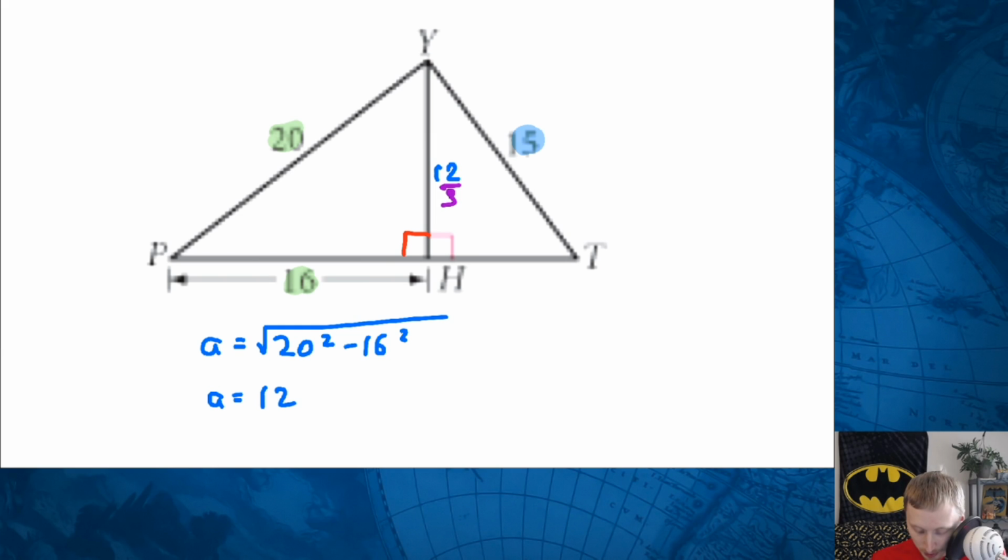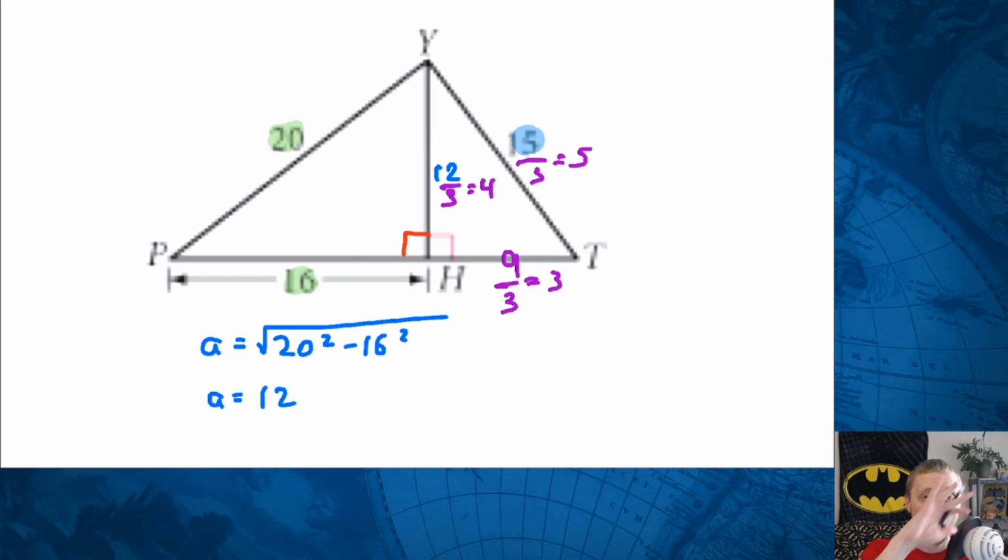12 divides by 3, 15 divides by 3. So that gives us 4 and 5. Oh my gosh. There it is again. 4 and 5, which means the other side must be the side of 3. So something divided by 3 gives us 3. That's right. It's 9. So HT must be 9.